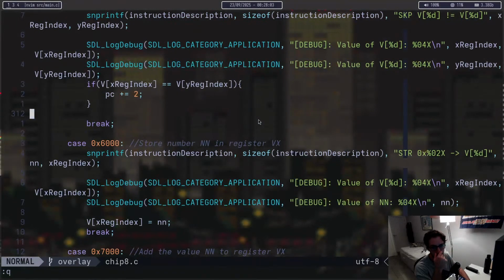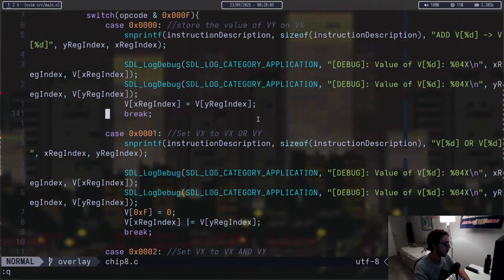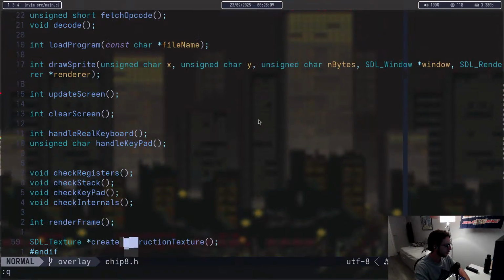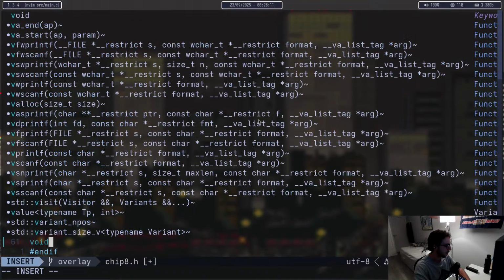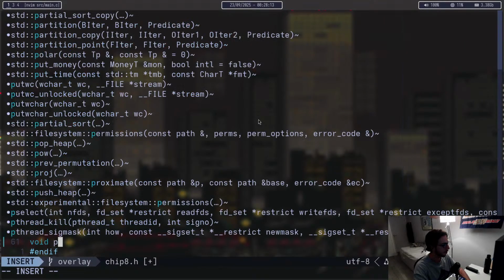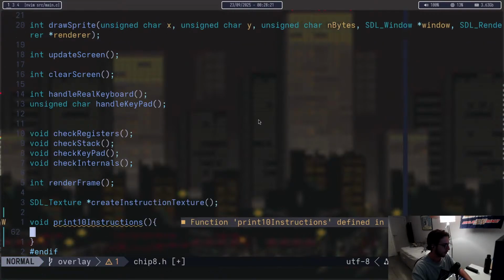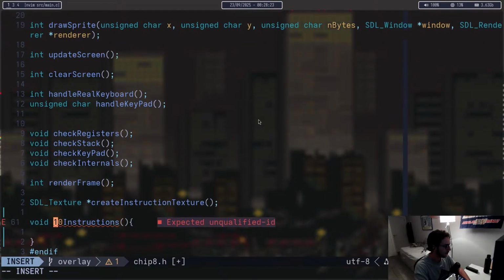Okay, so I want to do one thing, which is basically trying to have, I guess I'll have to create another function. It's going to be void, print 10 instructions, I guess, or rather than print, display.